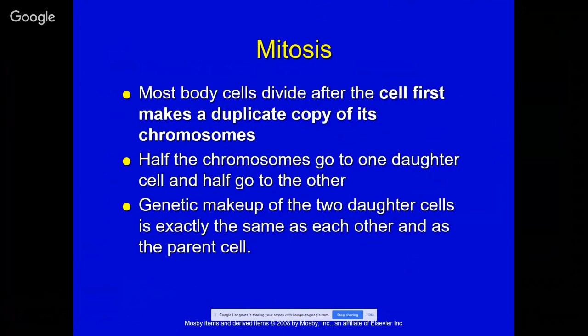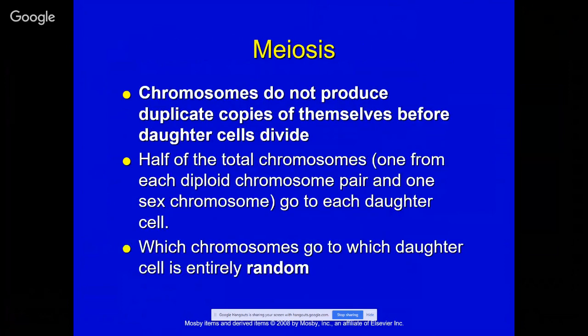So in mitosis, we have a copy. So we have 2 times the original number of chromosomes, so 4 altogether. So then we divide by 2 daughter cells, we get those 2 chromosomes to one, 2 to the other. And in meiosis, we don't make that copy first. So we just have those 2 chromosomes and split them in half. So one goes one way, one goes the other. Half of the total chromosomes, 1 from each diploid chromosome pair and 1 sex chromosome, go to each daughter cell.